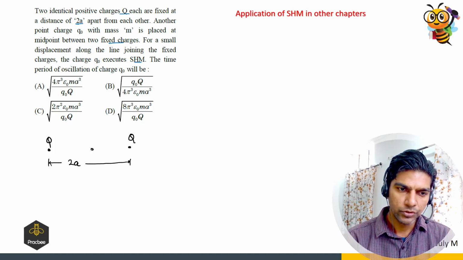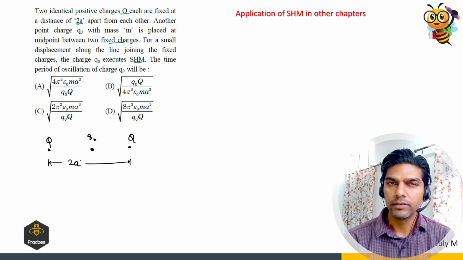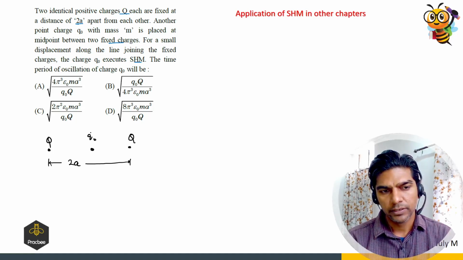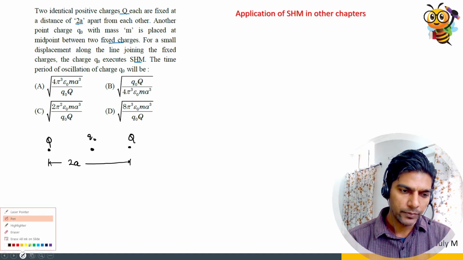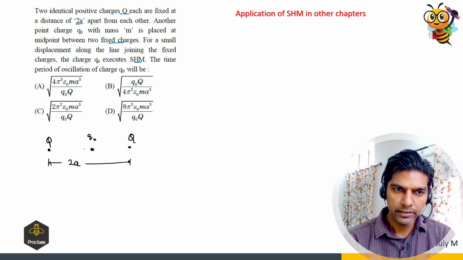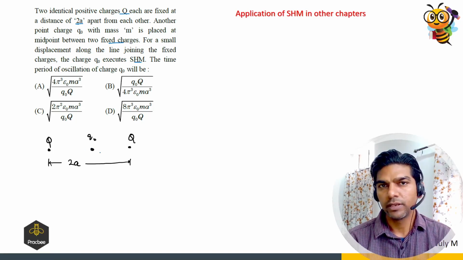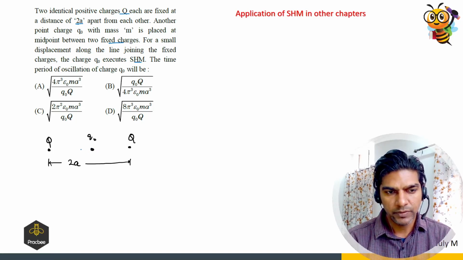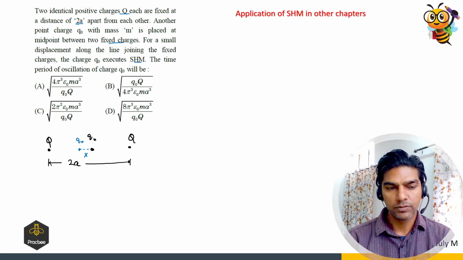And there is a charge Q0, again all the charges are positive, which is placed at the midpoint. Now what we have done, we have displaced this charge slightly, let us say in any direction along the line joining the two fixed charges. Let us say we have displaced it in the left direction. Now that is Q0, and let us say the displacement is x, and this x is very small.